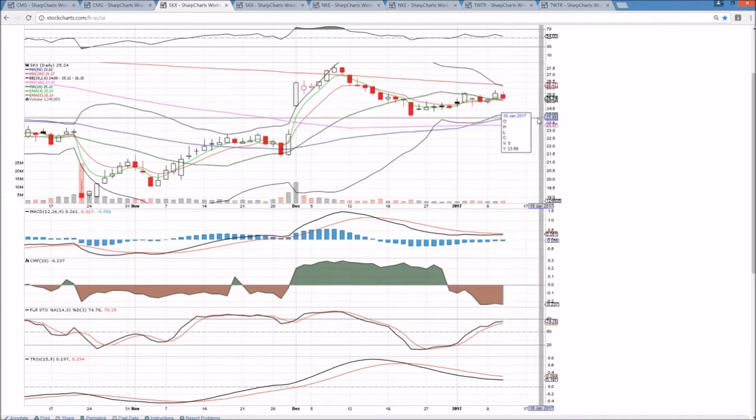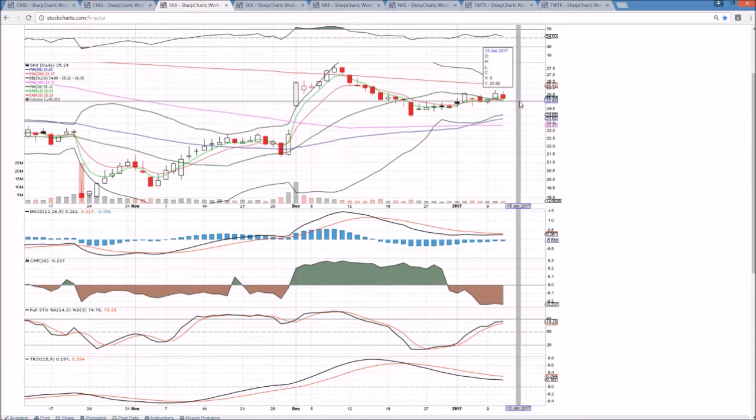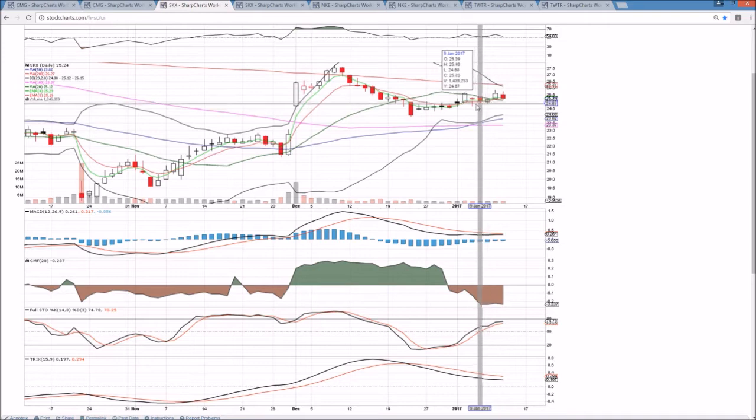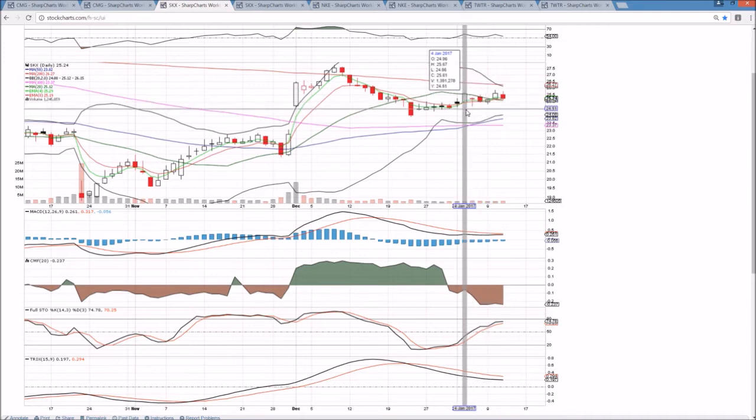The upper Bollinger Band resistance is dropping down. It's at 26.15, just below the 200-day moving average resistance. I like those levels as a target for a bearish entry if we were to see a move up to those levels, but we did close near the low of the day. So support is down at 24.84 and 24.68.